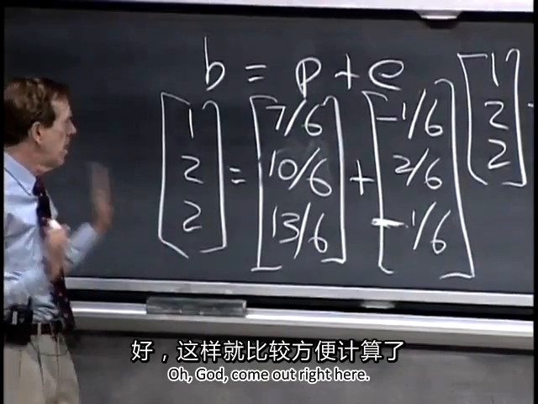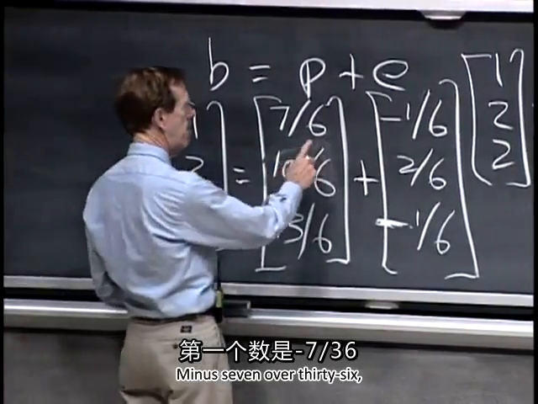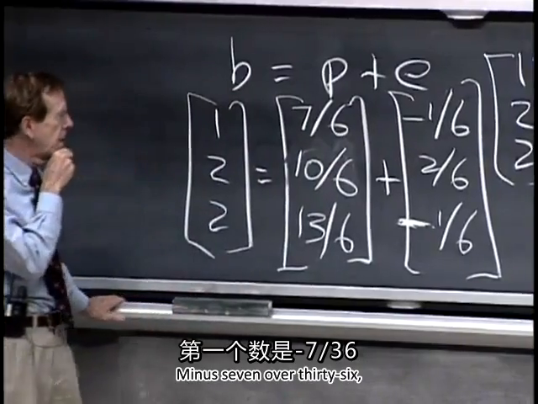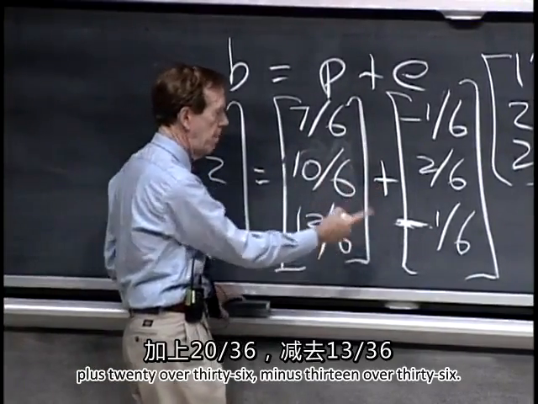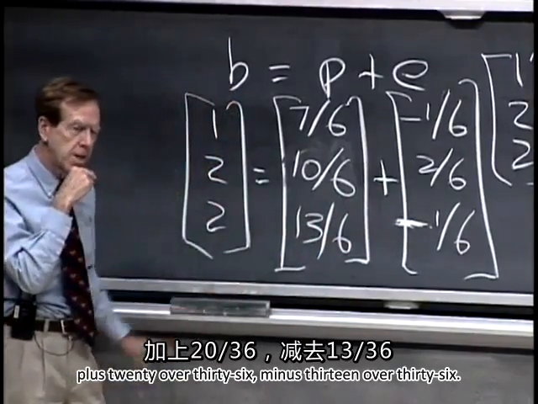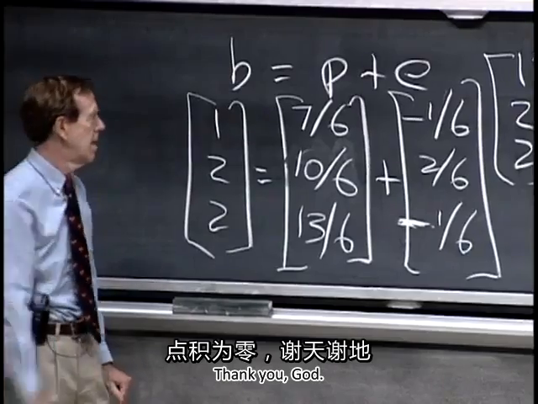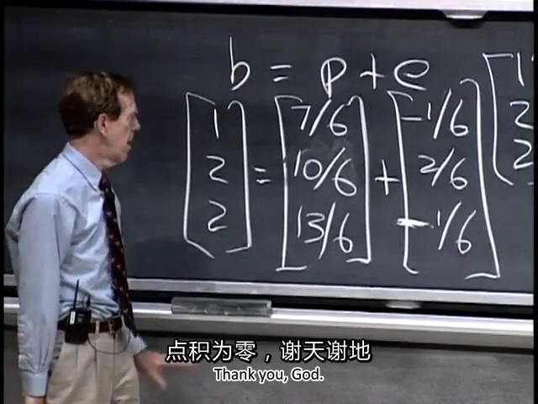Oh, God, come out right here. Minus 7 over 36 plus 20 over 36 minus 13 over 36. Thank you, God. Okay.